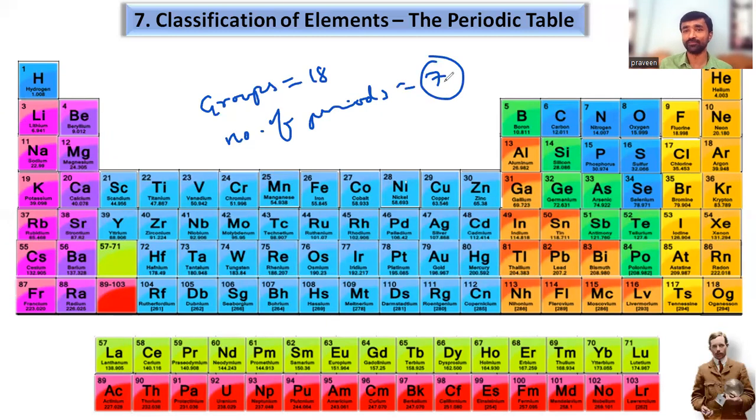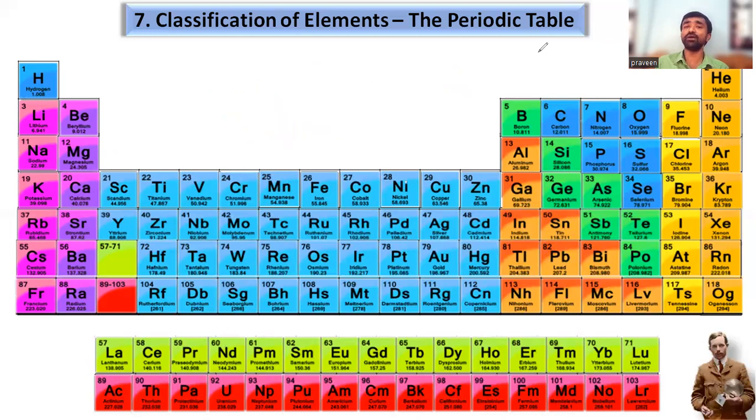The number of periods is also 7. Don't count the repeated one, right? So like that, you are able to remember them easily. So the number of periods is 7. The number of groups is 18. So counting of groups and periods is completed. Then here, assigning the numbers for them.